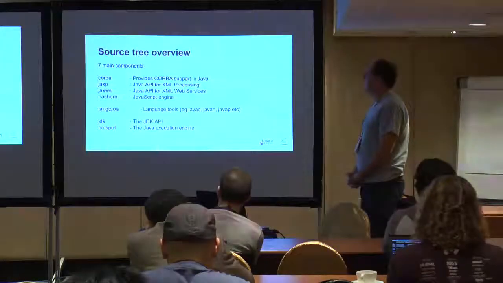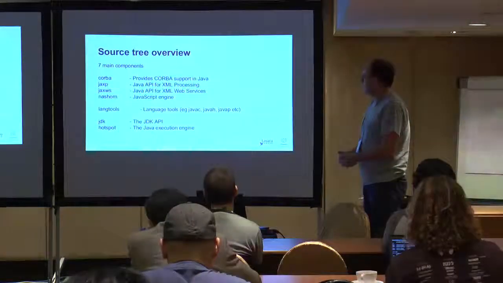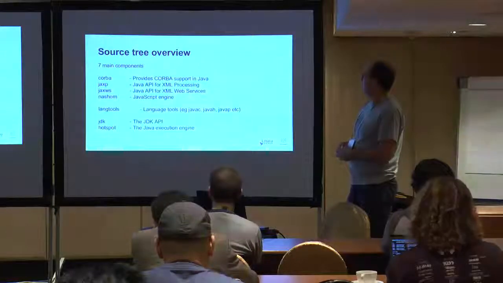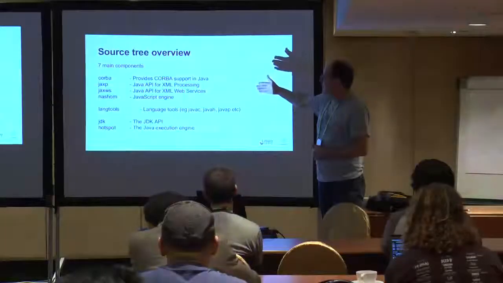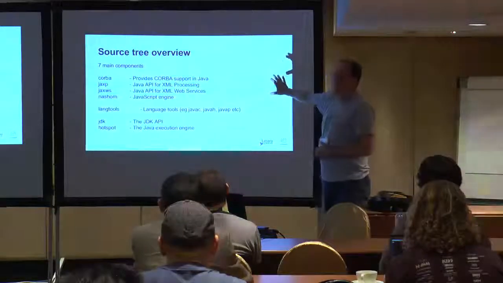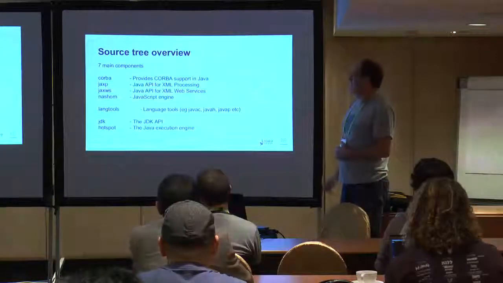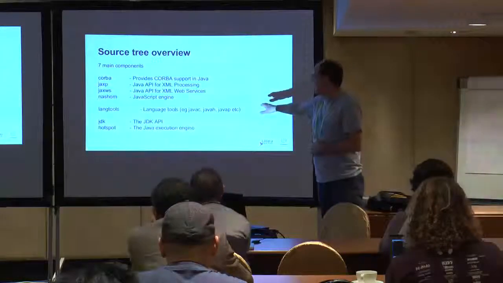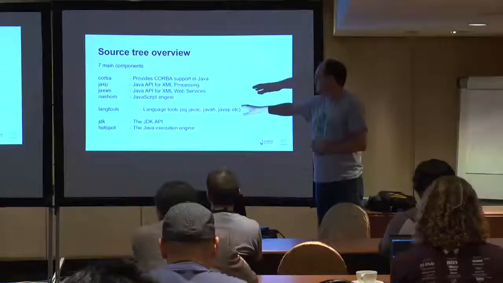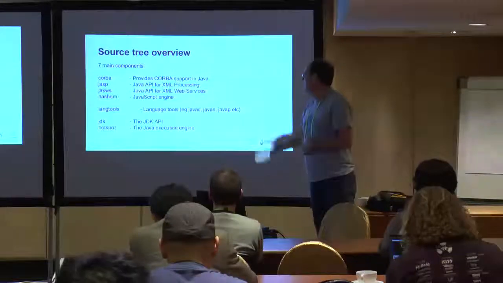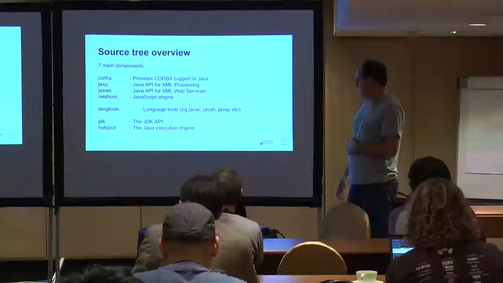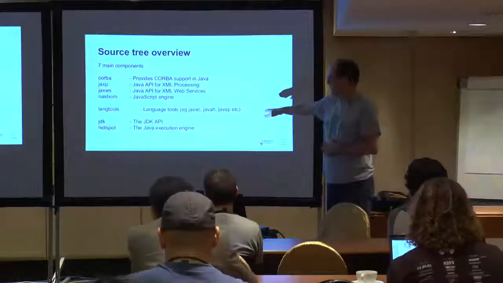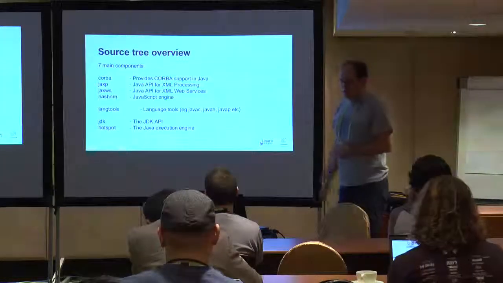Okay, we'll look through the components in the source tree. When you download or pull from Mercurial, you find there are 7 main components: CORBA, JAXB, JAXWS, and others. Generally, you don't need to touch these. I haven't looked inside them. They work fine. Don't need to know about them. Langtools contains the source for all the Java tools: the Java compiler itself, the header generator, and the disassembler. The main things you're going to be interested in are the JDK itself, which is all the Java class files, and Hotspot, which is the Java execution engine.